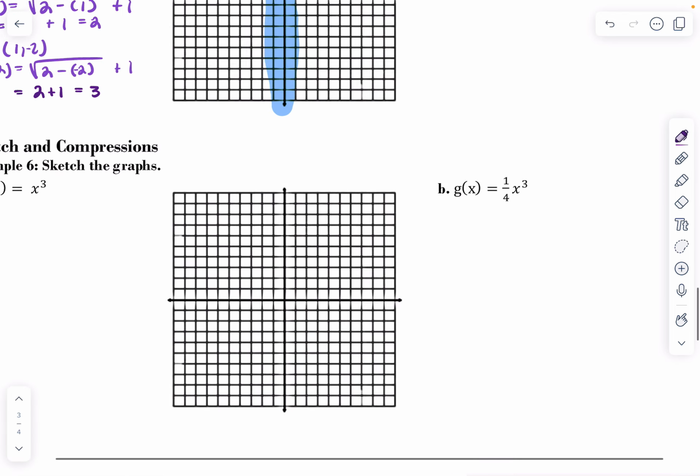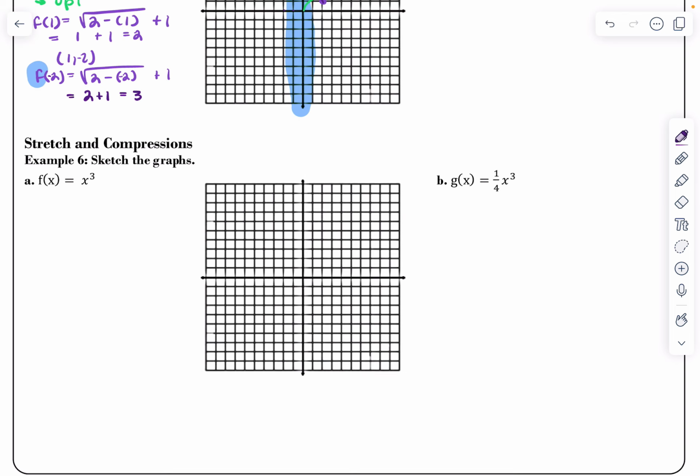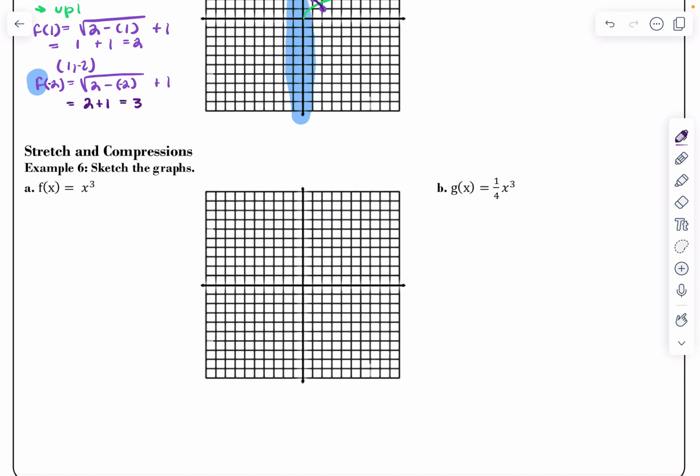All right, the last portion of 3.3 is sketching graphs with stretches and compressions. So we have x cubed, right? I'll give you a second if you'd like. But we have our parent function notes. If you also want that blank sheet, there's also that available that has all the parent functions as well as their domains.